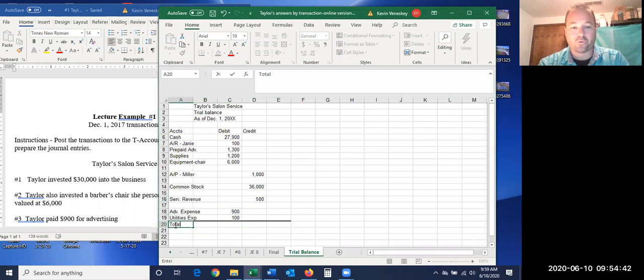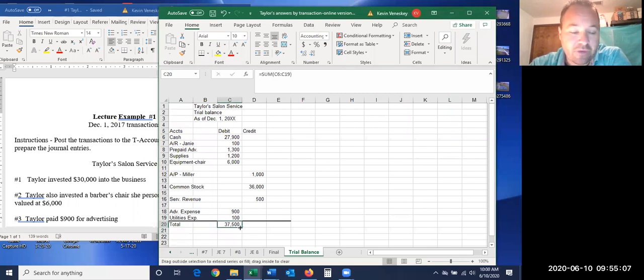And now we want a total. When I total up all of my debits, it better be the same as all of my credits. That's how I'll know if I've most likely done it correctly. Doesn't mean I definitely did it correctly, but if they don't balance, then that definitely means I have an error somewhere. So I'm just going to copy this formula, pull it on over.